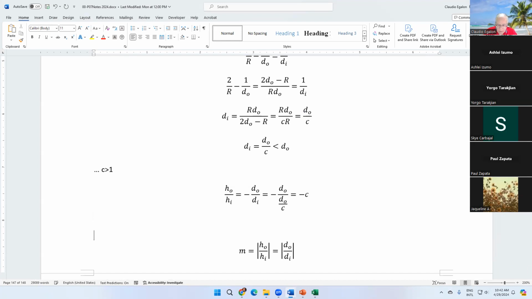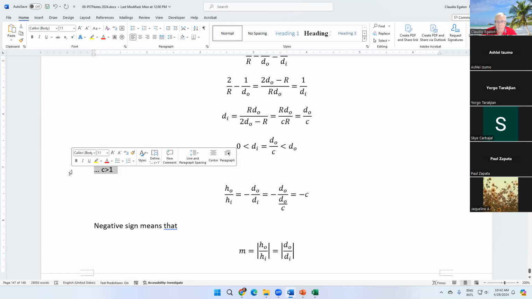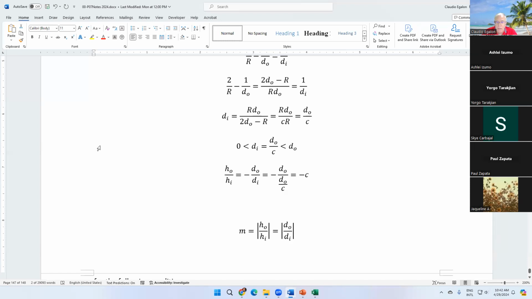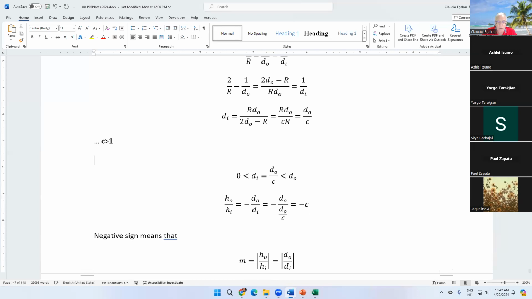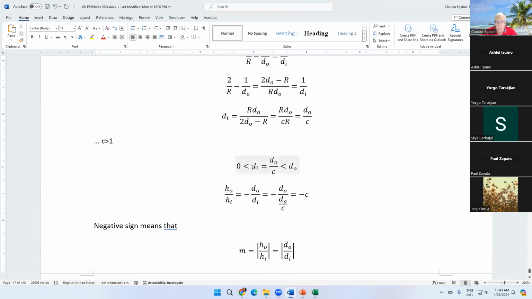Okay, negative sign means, oh, by the way, d_i might be less than d_o, but d_i is also greater than 0. Very important here. This C it should go right here. Should go right here. Okay. Because d_i is greater than 0.